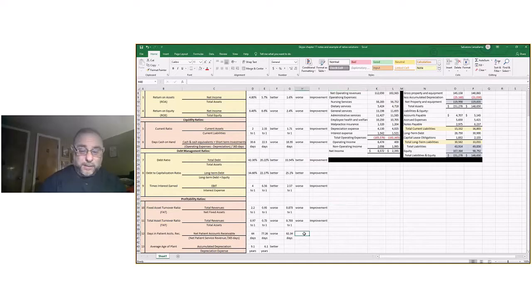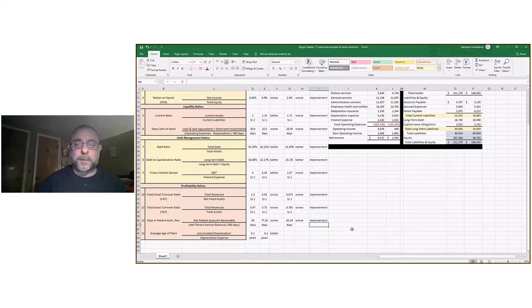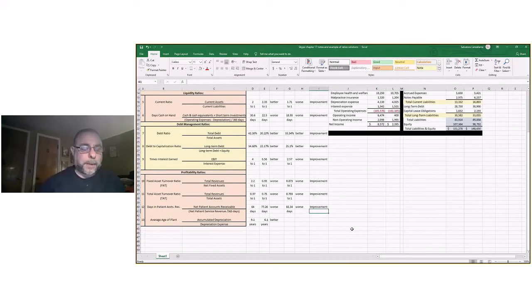So look how long it took us to get money from our customers on account. In 2014, it took us over 82 days. And in 2015, it took us 77 days. The industry is getting their money in 64 days. So again, improvement, but we've got a long way to go. We have to improve our debt collections.